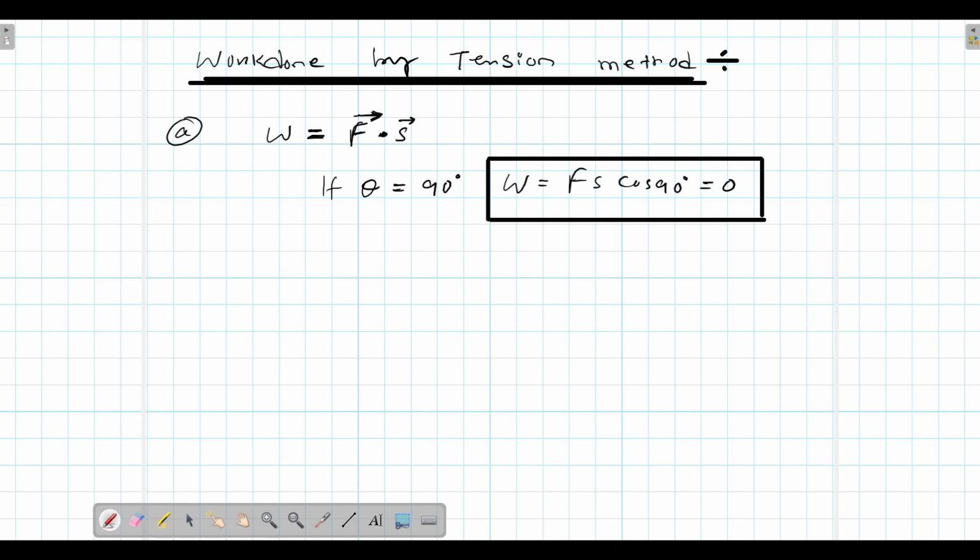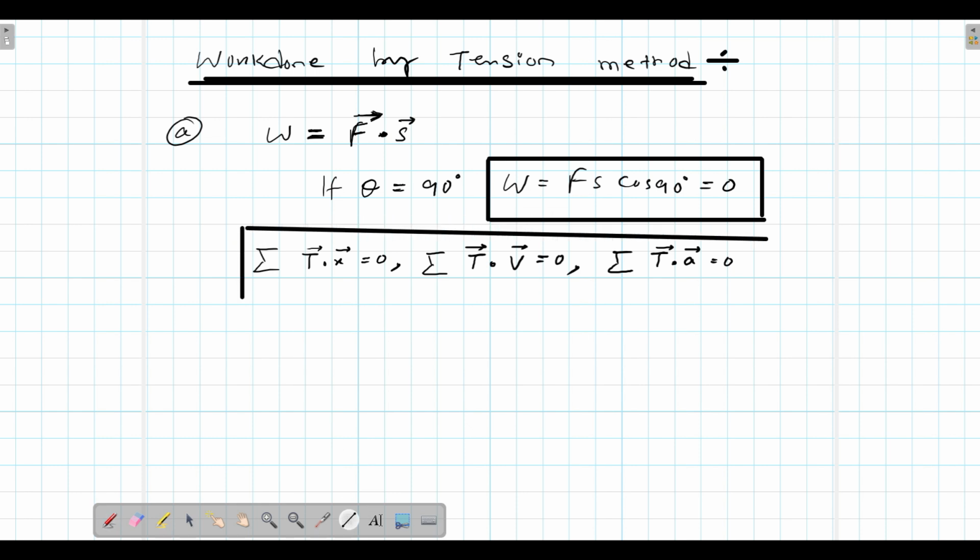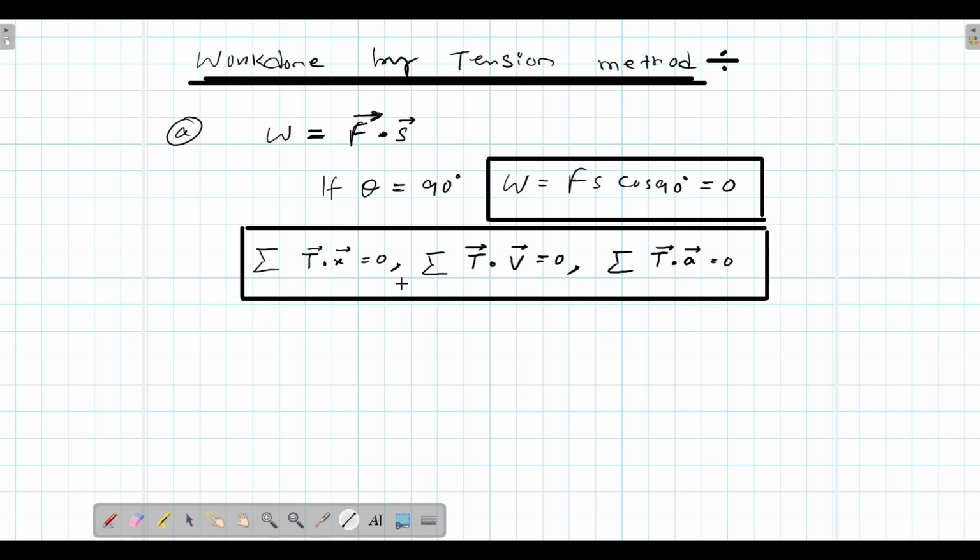So work done by tension method says that T dot x equals 0. Then summation T dot V equals 0, and summation T dot A equals 0. T dot x equals 0, T dot V equals 0, T dot A equals 0. So that is work done by tension method. So question.